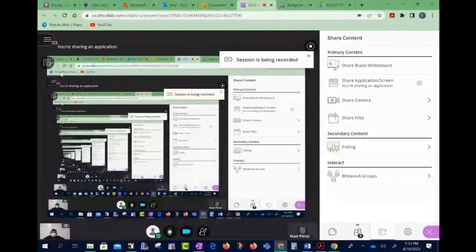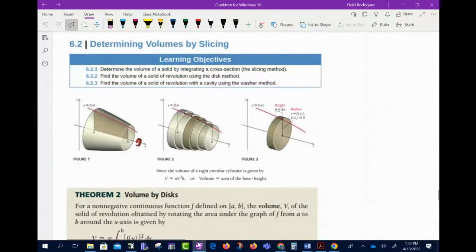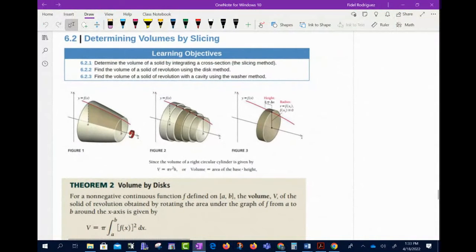Here. We're going to do the first three. Okay, we'll look at the first three today. So 6.2 is talking about determining volumes by slicing. Today we're just going to talk about the disk method. 6.2 has something called the disk method and the washer method. We're just going to talk about the disk method today.